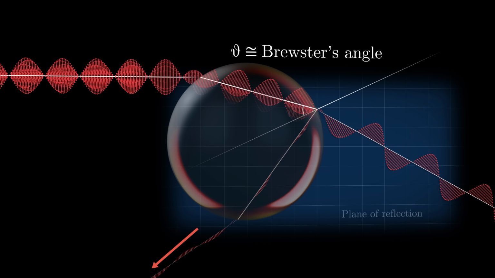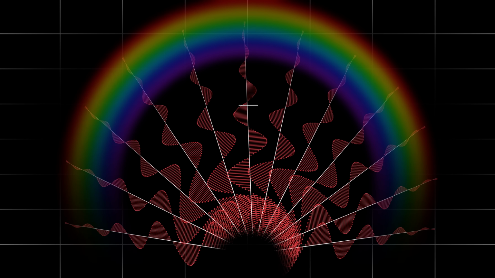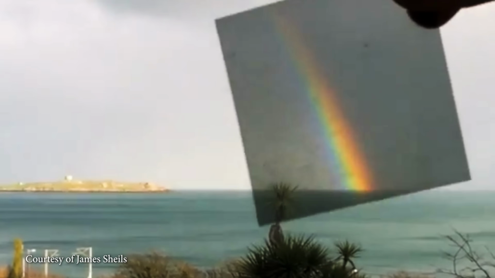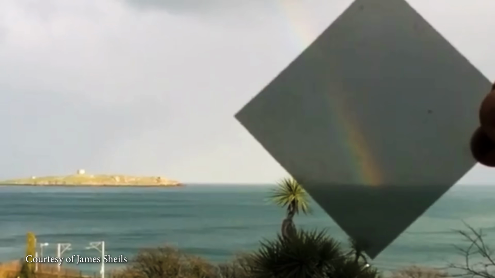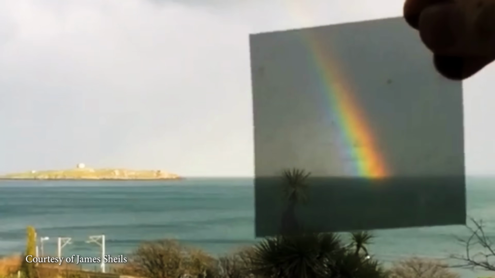This means rainbow light is polarized along the direction of the rainbow, so horizontal at the top and closer to vertical on the sides. This is why you can use a polarizing filter to make a rainbow disappear, or to make it brighter if you orient the filter to allow that polarized light to pass through.